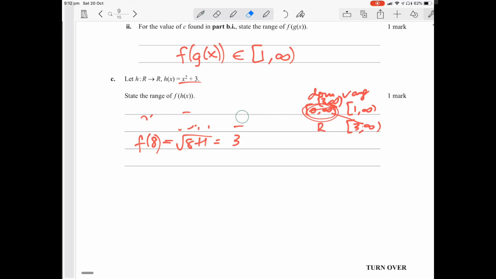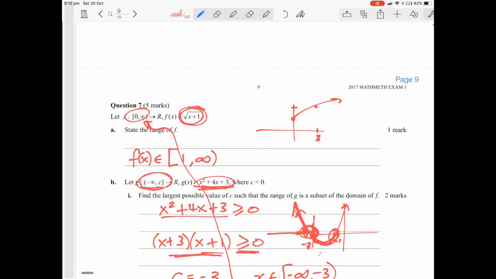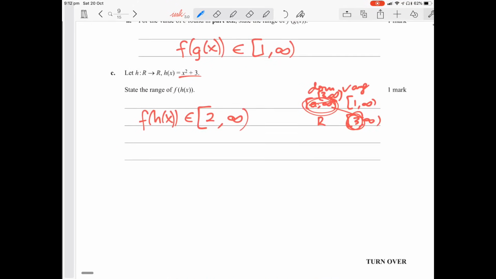So my range for f of h of x, I said 2 to infinity, because it's just going to get bigger. Because we use values from 3 to infinity, and if I put 3 into this function, I get 3 plus 1, which is 4, square root, I get 2. So it goes from 2 to infinity.